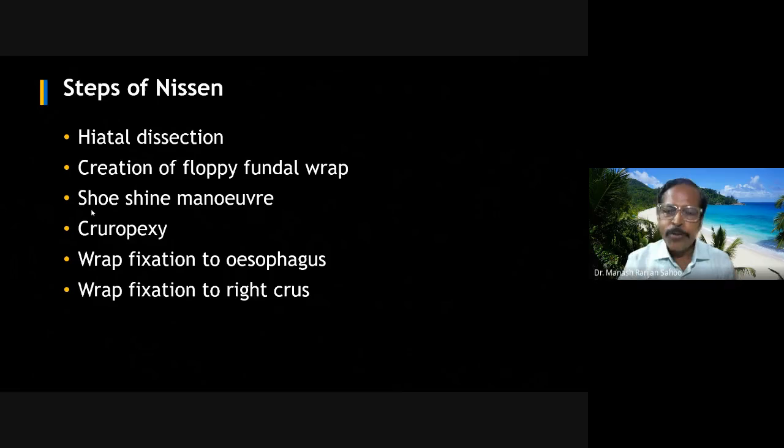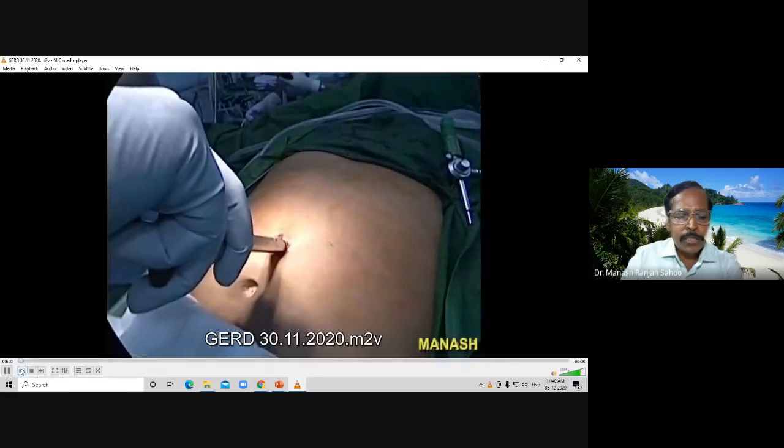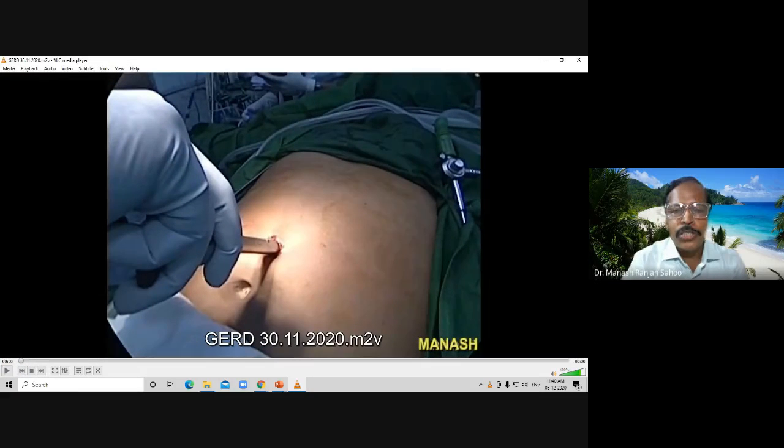And to avoid an axial migration, the wrap needs to be fixed to the esophagus. And to avoid a rotational migration, the wrap needs to be fixed to the right crus. I think this is the essence of the steps of Nissen's fundoplication. So let's now watch the video so that everything will be clearer. So this is how a Nissen's fundoplication procedure is started.